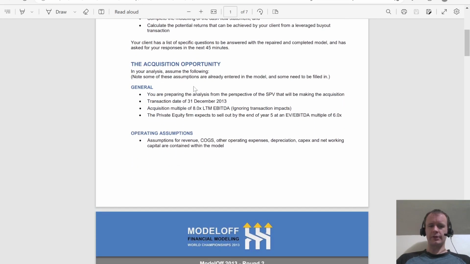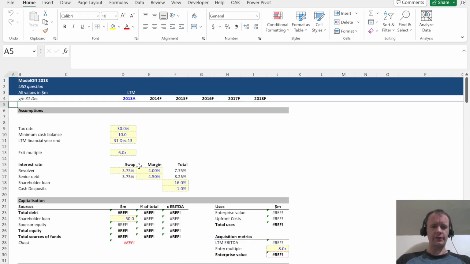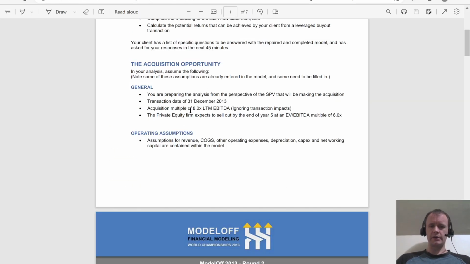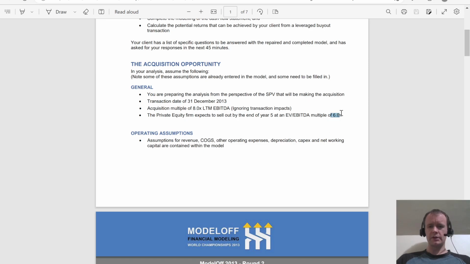So a couple of general things. Transaction date, I think that's already an assumption in here. Don't worry about that. That's in there. All the numerical assumptions here are also in here, like whatever that 6x exit multiple is over here and so on. So all the operating assumptions, it just says go find them in the model.